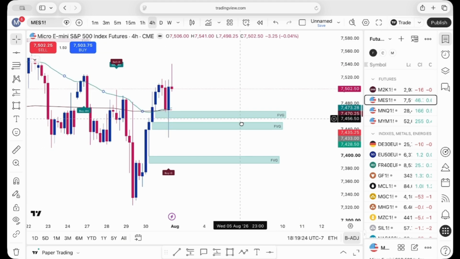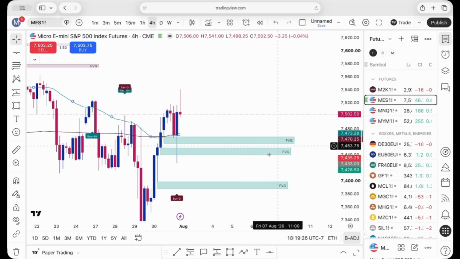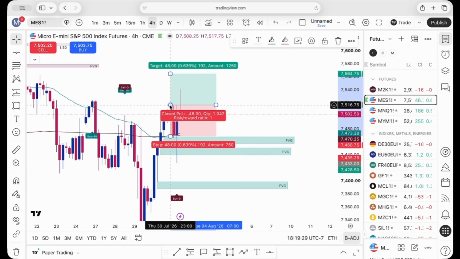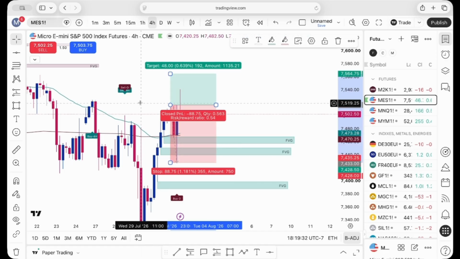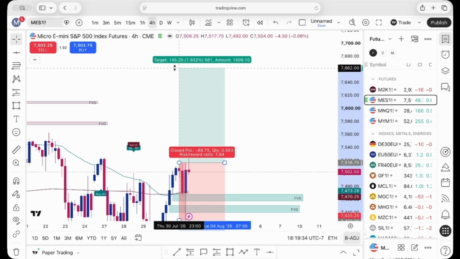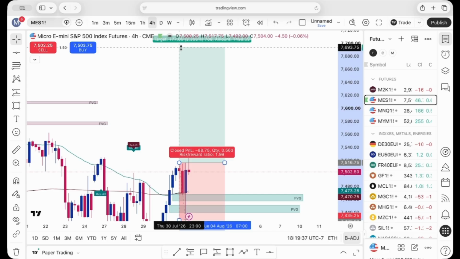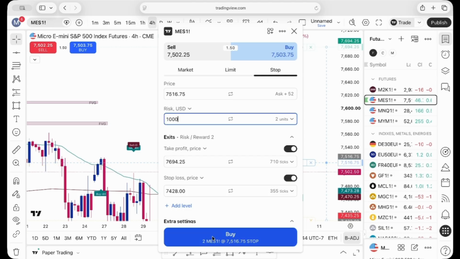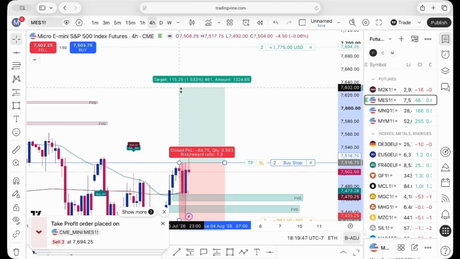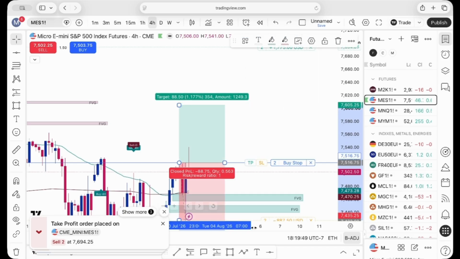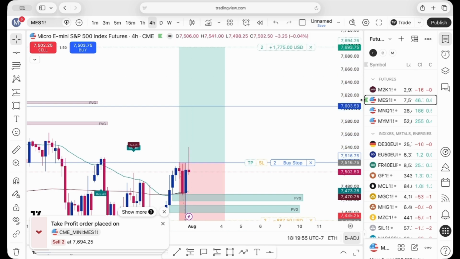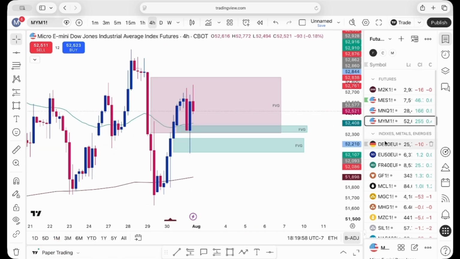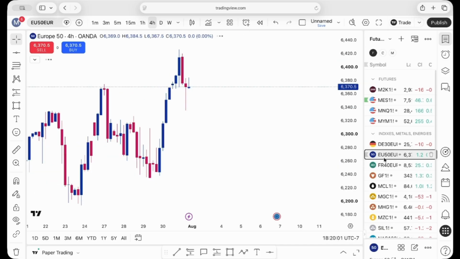Okay, there's an entry right here on the S&P. Mark that as buy, and then we're going to go ahead and enter this. All right, and we're just going to continue going through all of these really fast.